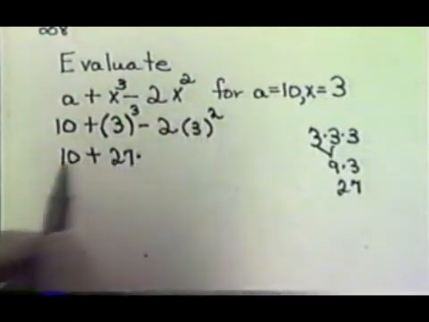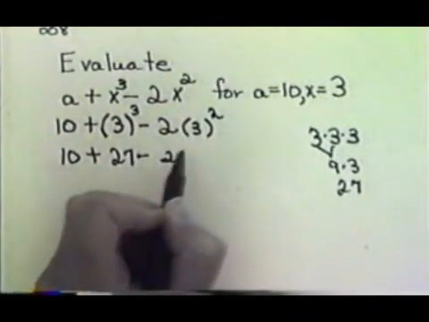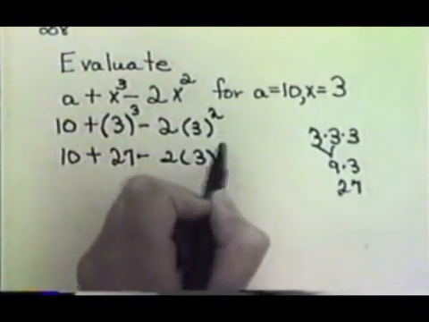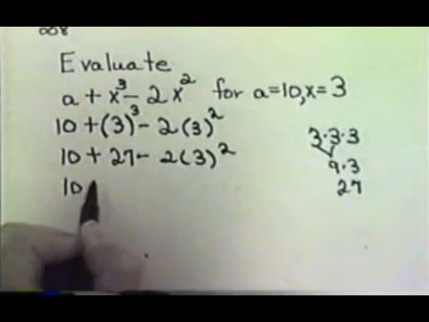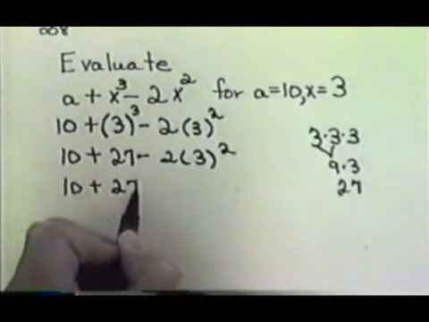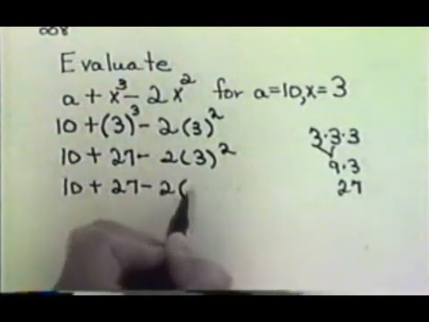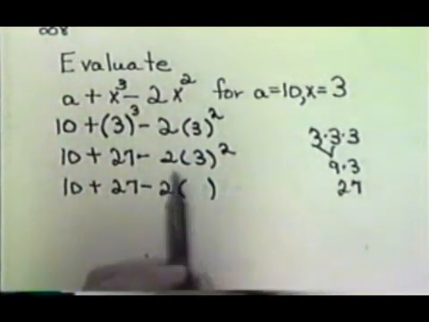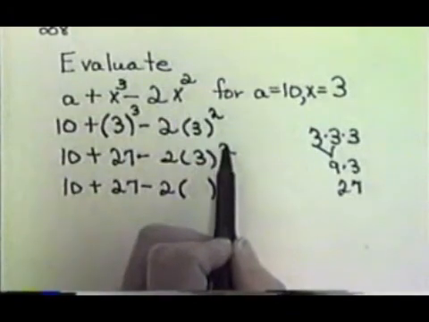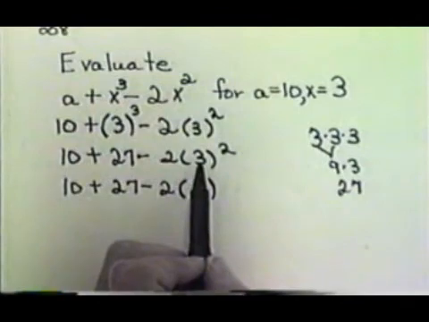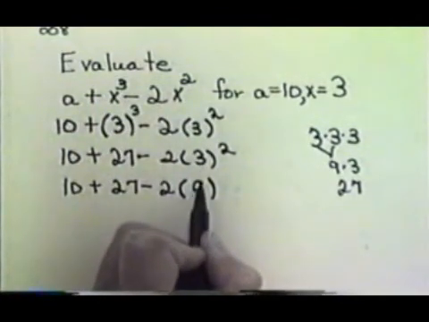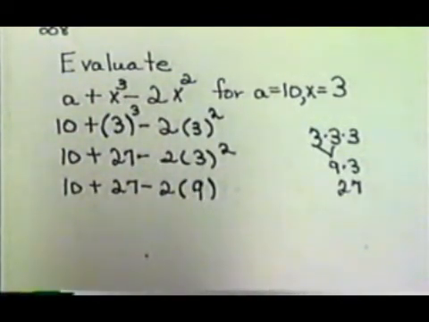Now, we also have another exponent over here. We'll copy the rest of the problem down first. And now we'll go back and do the other exponent. So it's 10 plus 27 minus 2. Now we're ready to do the other exponent. 3 is raised to the second power. So that means we have 3 as a factor twice, or 3 times 3. So we put down 9. So now I have 10 plus 27 minus 2 times 9.